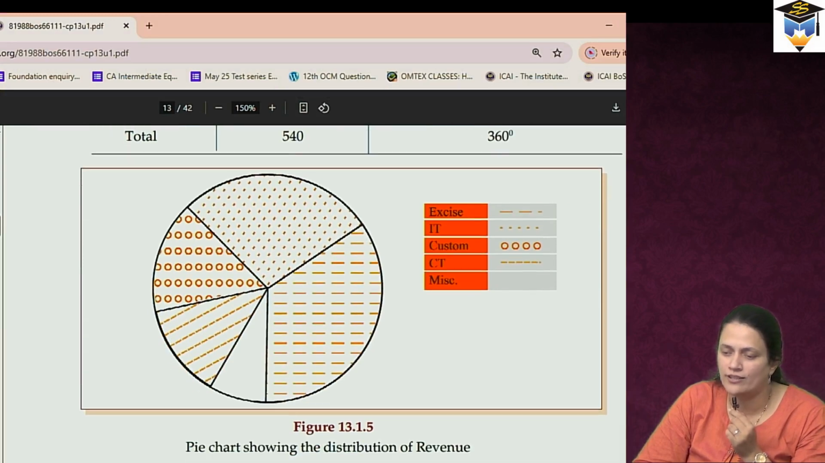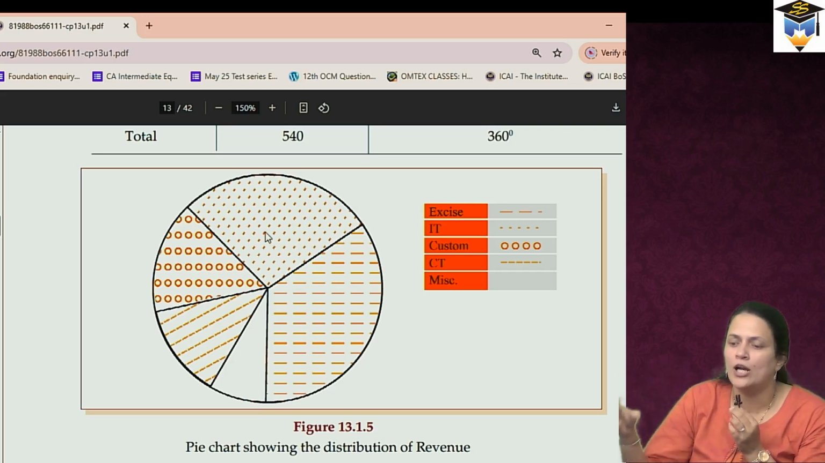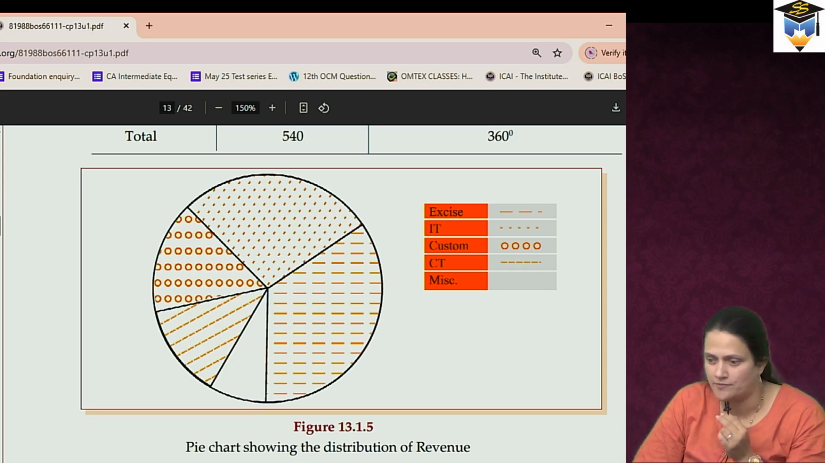So here they have shown it very nicely. Excise is shown by a horizontal line, IT by dots, customs by circles, CT by smaller lines, and then miscellaneous is just the white portion. Okay, so just by looking at this, you can find out how much of excise people are there, how much of customs are there, and so on.